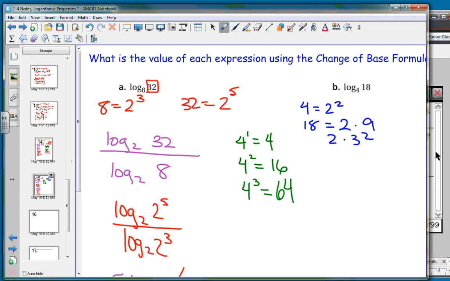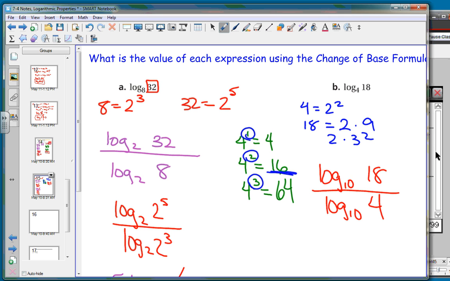If I'm doing a simple ACT test or something like that, the log base 4 of 18 is very close to what value? Is it close to 1, 2, or 3? It's close to 2 because 18 and 16 are very close together. Do we understand that? Since I know I can't calculate this, I have to use a base of 10. I now know that my number should be a little bit larger than 2. So now I'm going to say that this is log base 10 of 18 over log base 10 of 4.